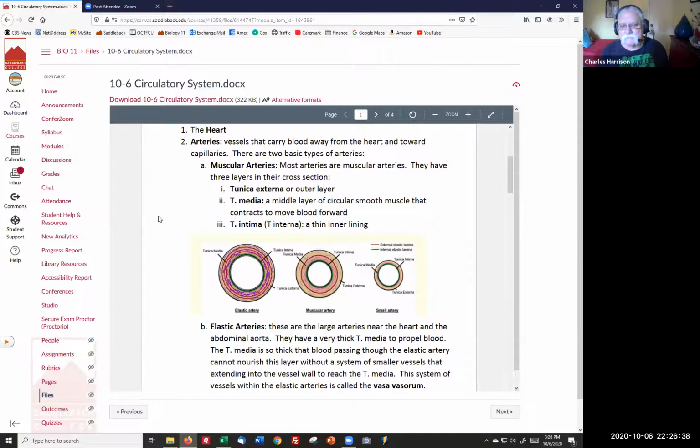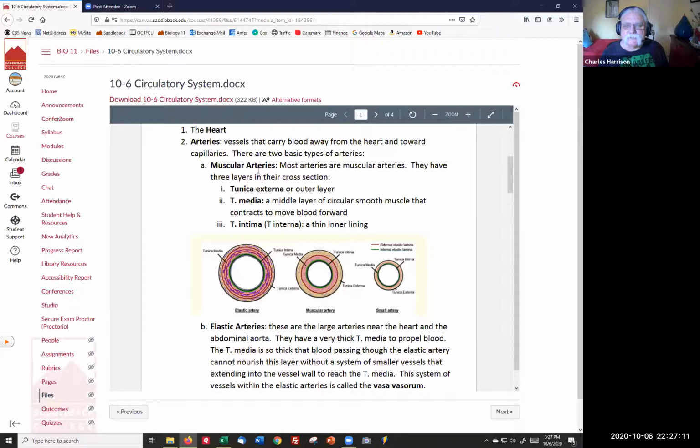The vasa vasorum is a network of small capillaries inside the elastic artery wall. So it's not solid. It has the ability to transfer nutrients and oxygen and take away waste products by moving through the wall itself, the vasa vasorum.